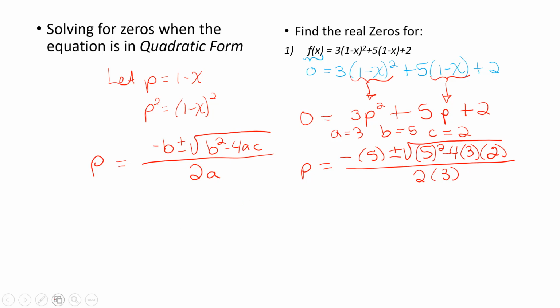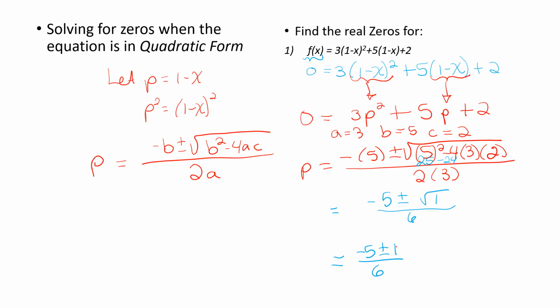Now, we need to simplify this, and we have to follow order of operations. So the place we're going to start is underneath the radical with the 5 squared, which is 25. And then 4 times 3 is 12, and 12 times 2 is 24. So this is 25 minus 24. And that ends up being 1. So we have square root of 1 here. Out front, we have a negative 5, and on the bottom, 2 times 3 is 6. So then square root of 1 is just 1. So we have negative 5 plus or minus 1 over 6.